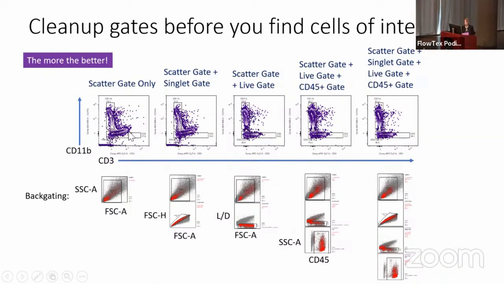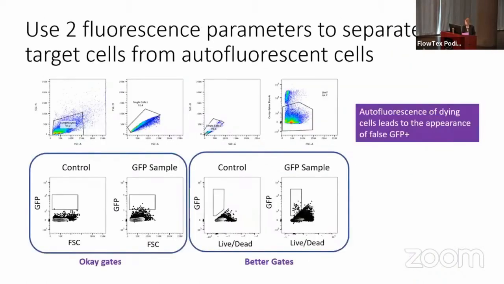With the scatter gate only, you can see that we're getting this tail of probably doublets here. We've got a lot of stuff here. We add the singlet gate, this comes down a bit. We add the live gate, and viability is clearly a huge issue in this sample. We lose a lot of this, and we get a nice clean separation of our CD3s. We add a CD45 gate, it just gets better. We add all four of our cleanup gates, all of this gets cleaner, and we're going to be able to gate those populations more accurately and give you the product and the number of cells that you expect to get back.